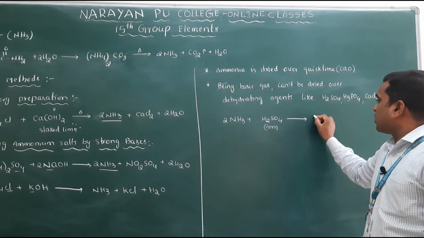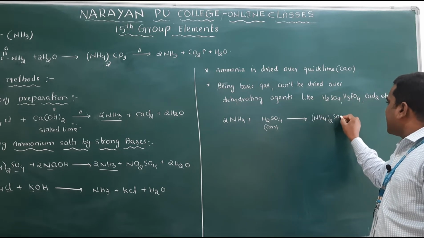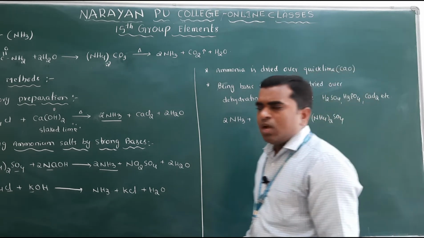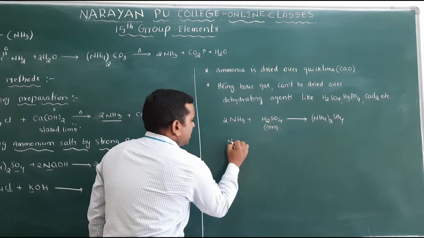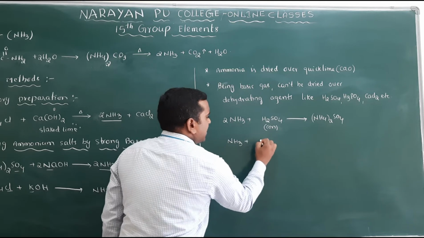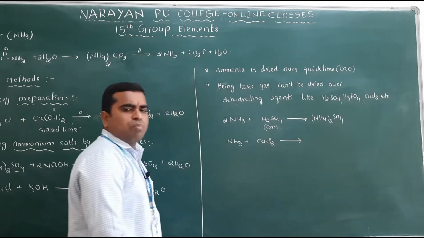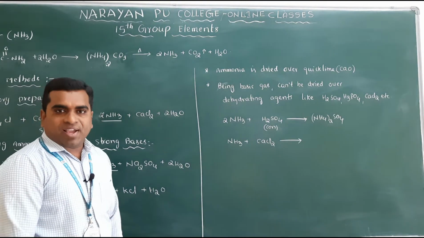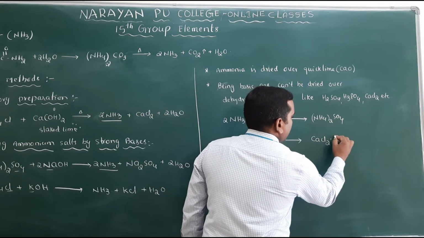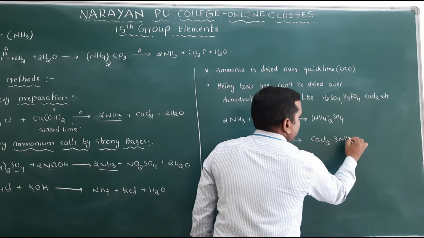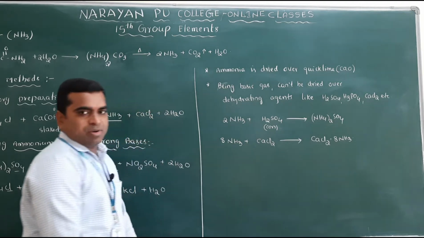So what will you get here? Ammonium sulfate, and a reaction takes place. When a reaction takes place, we cannot remove the water. In the same way, if I take ammonia and treat it with calcium chloride, it will form a complex. The complex here is CaCl2.8NH3. This is the coordination complex. So we have to take 8 molecules.